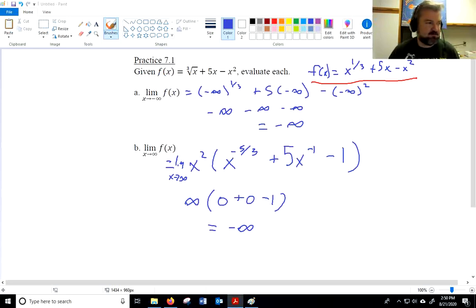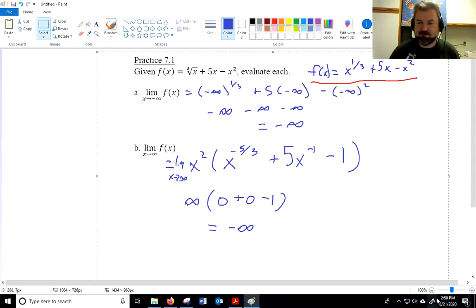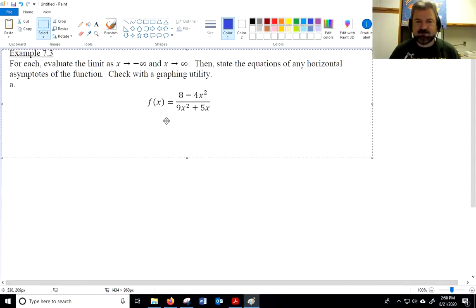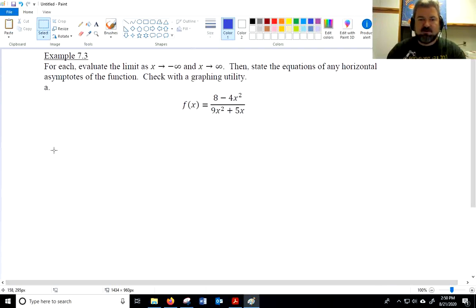All right. Got another couple of practice problems for us to do here. Or example problems, I should say. All right. For each, evaluate the limit as x approaches negative infinity and positive infinity. Then state the equations of any horizontal asymptotes. All right? And we'll check by graphing. That'll be fun.